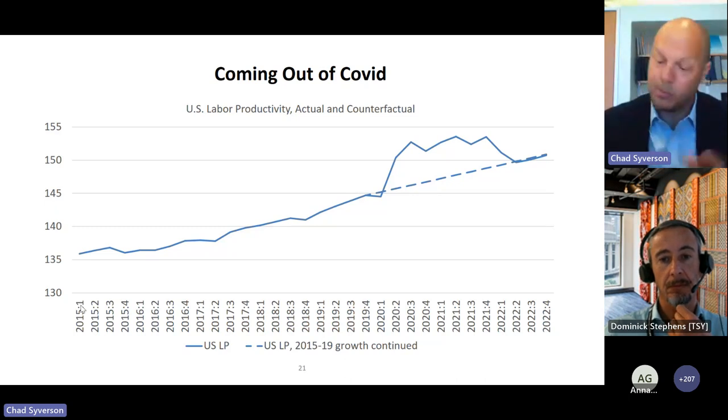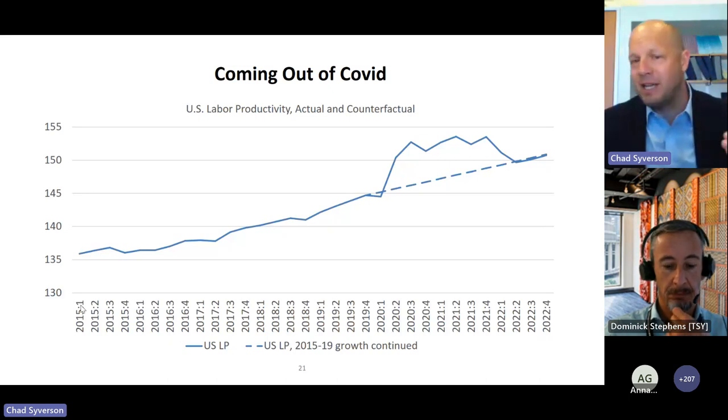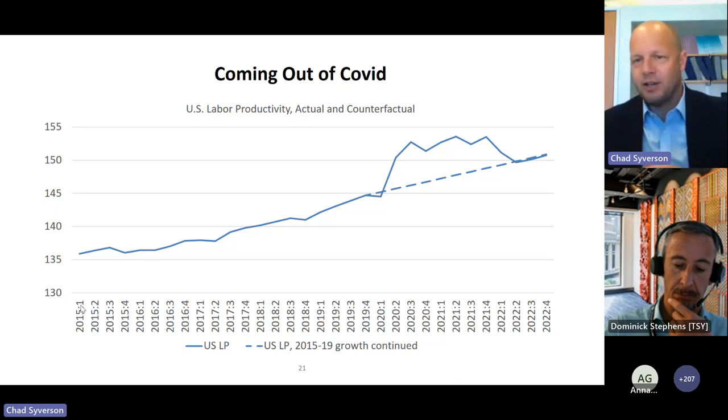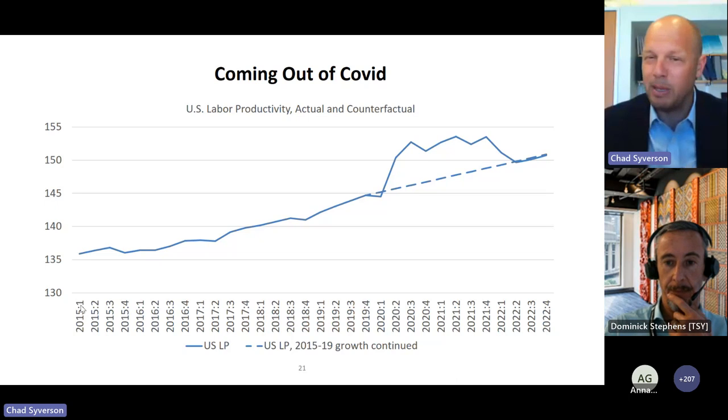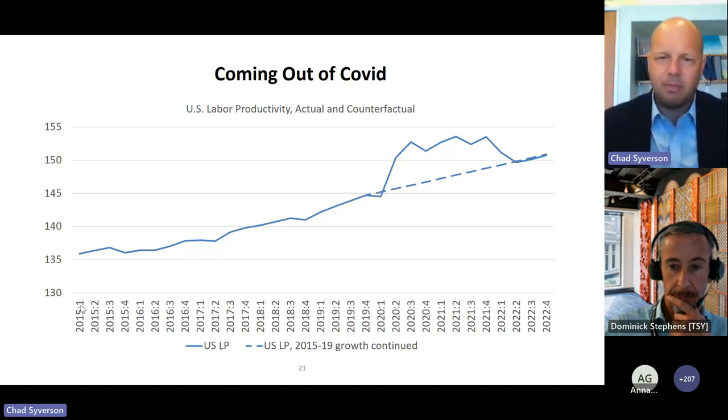A lot of people were sent home or chose to stay home. Nevertheless, a reasonable amount of output was made. That seems to be a very temporary thing. The last year or so of productivity growth has sort of brought us back. In fact, it brought us back a little bit below the trend we were on before the pandemic started.